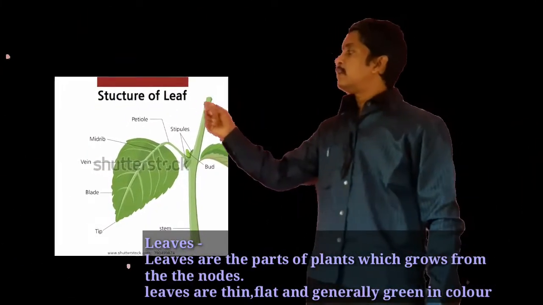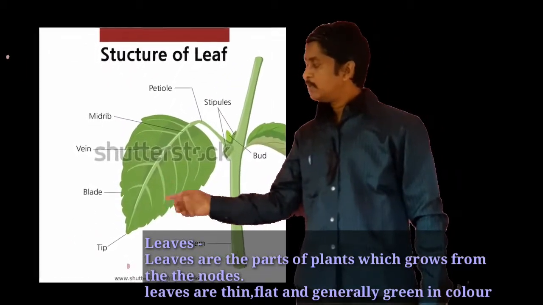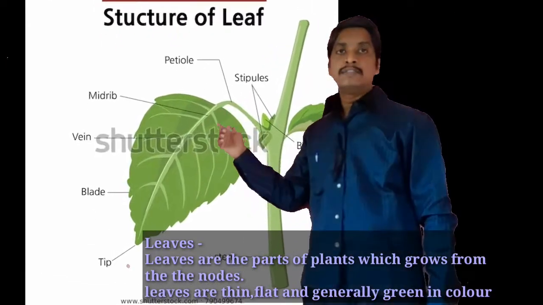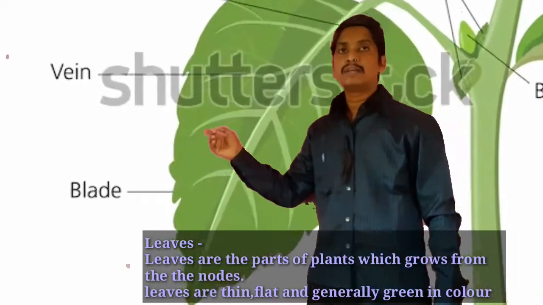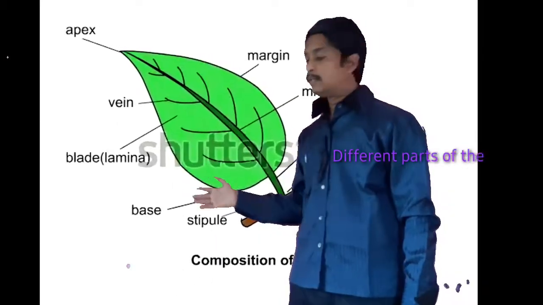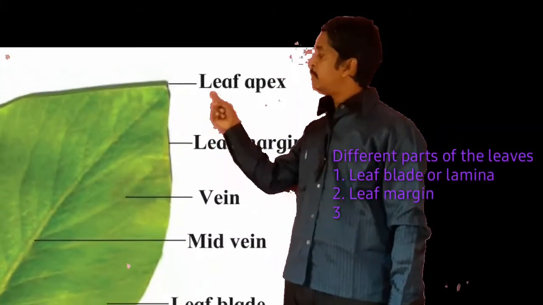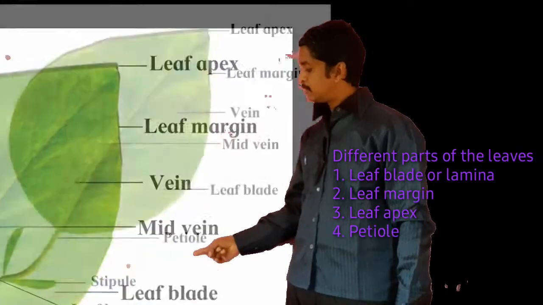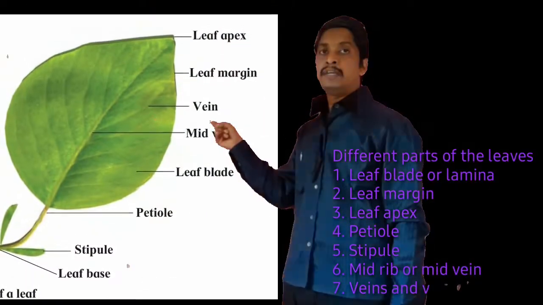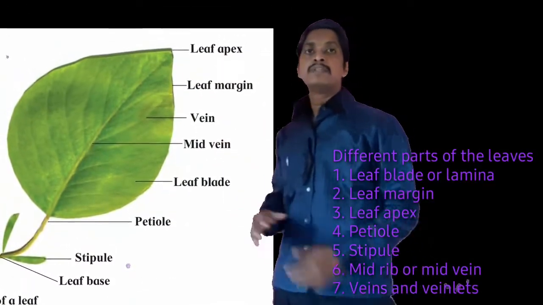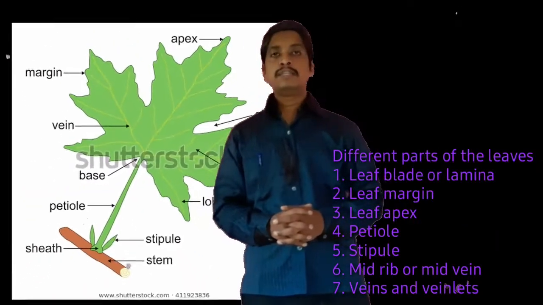We can see there are different parts of the leaves. Leaves are generally flat, thin and green in color. Different parts of the leaves are lamina, leaf margin, leaf apex, petiole, stipule, midvein, vein and the veinlets. These are the different parts of the leaves. Now we will study the different parts of the leaves in detail.